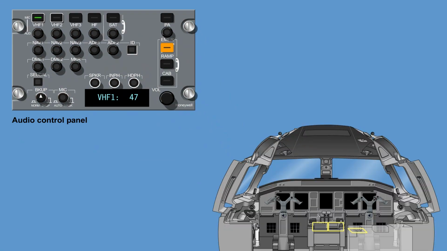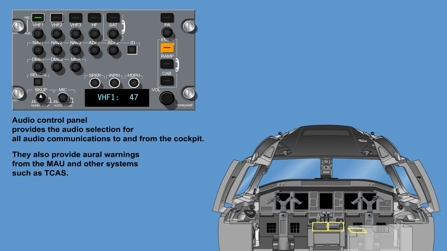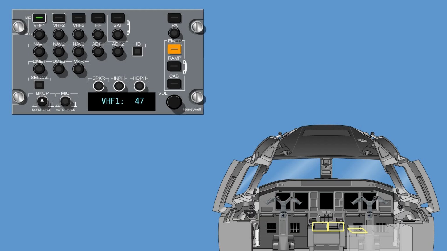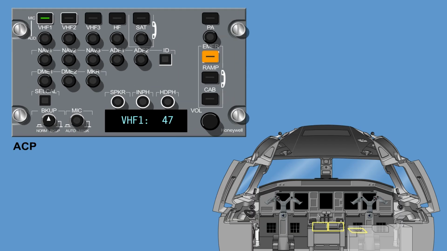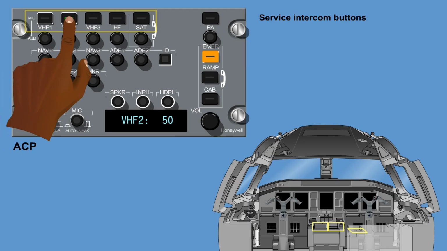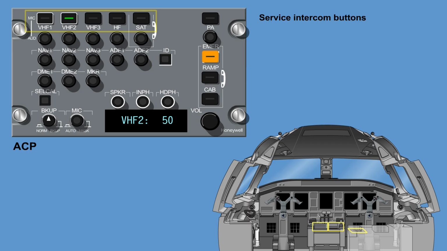3 audio control panels, one for each crew member and one for the observer, provide the audio selection for all audio communications to and from the cockpit. They also provide aural warnings from the MAU and other systems such as TCAS. The desired channel is selected via different buttons on the ACP. The service intercom buttons enable the pilot to select any radio to speak. A light illuminates inside the button to indicate that it is pressed. Only one microphone selection button can be selected at a time.